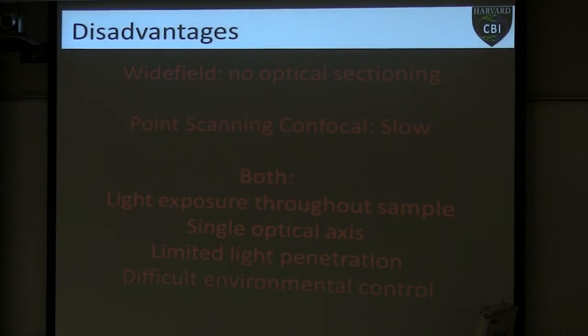So with the wide field microscope, we have the disadvantage of no optical sectioning. With a point scanning confocal, it's really slow. And with both of these designs, we have light exposure through the sample. We have a single optical axis, which often means we have limited light penetration if we have a really thick sample or a really scattering sample. And to some extent, we also have some difficult environmental control.